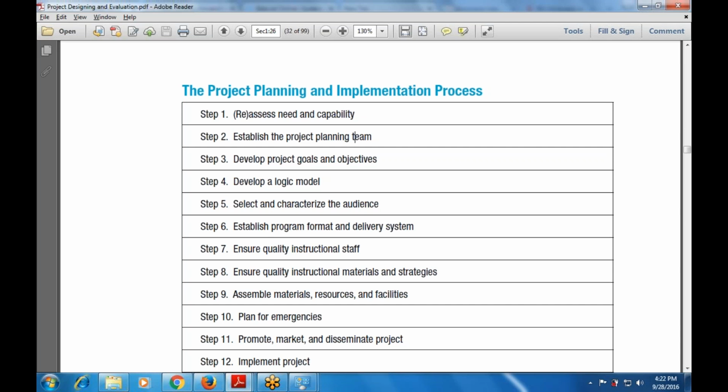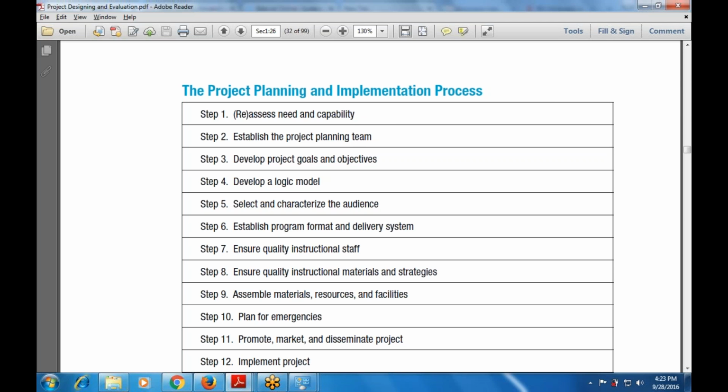Then ensure quality instructional staff. So what are the various quality instructional staff that are used? Then quality instructional material and strategies, whatever the quality instructional material that is required, and whatever the strategies that are followed to ensure the project planning and the implementation. Then assemble the materials, resources, and facilities. So first of all, we are designing, we are taking out all these things, and we have to assemble the materials, resources, and the facilities.